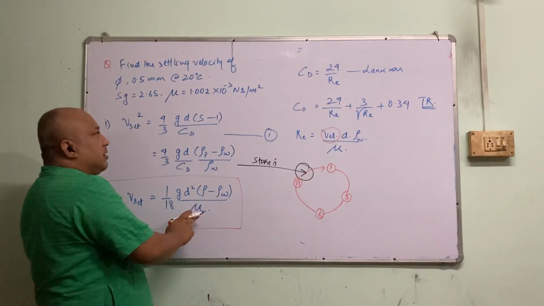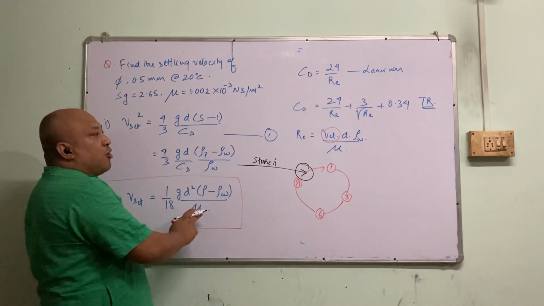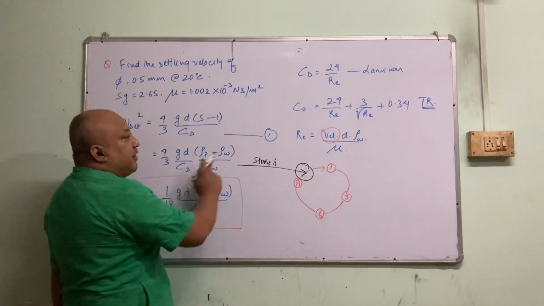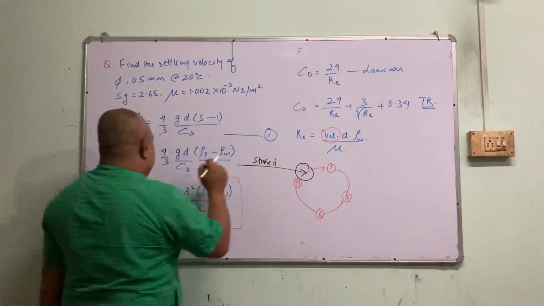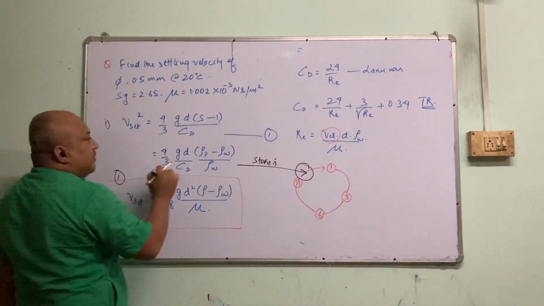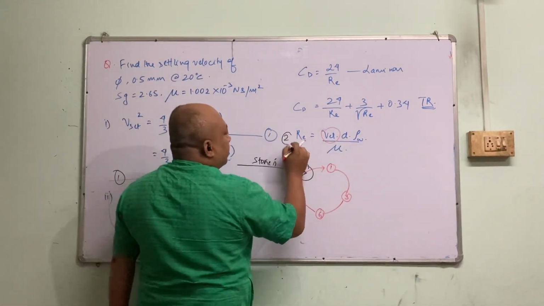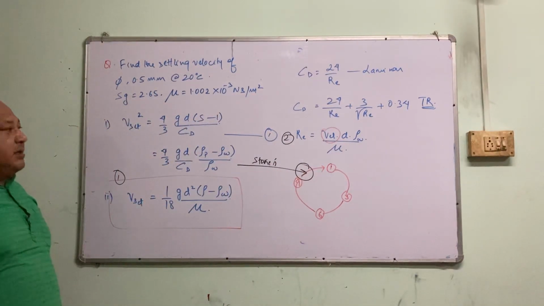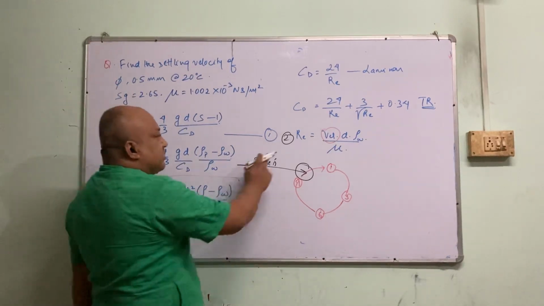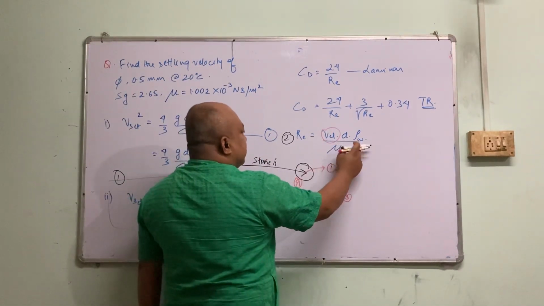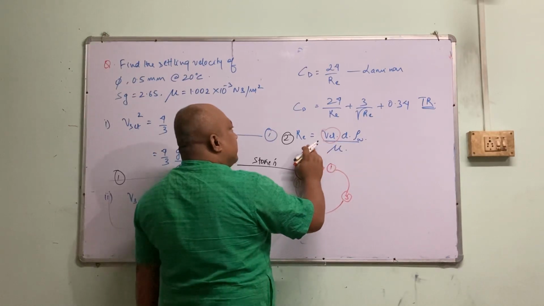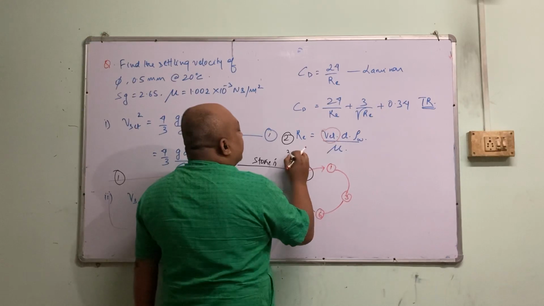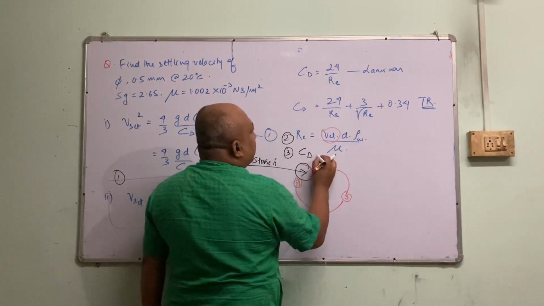We have to check whether the flow is really laminar or not. Since we have a settling velocity, we will find the Reynolds number. This is going to be step number 1, and this is going to be step number 2. Finding the Reynolds number: the settling velocity is already found, D is there, density is there, mu is there. We'll find the Reynolds number, and then step number 3 is, we'll find the CD value.